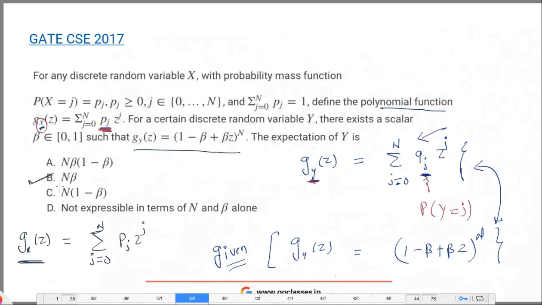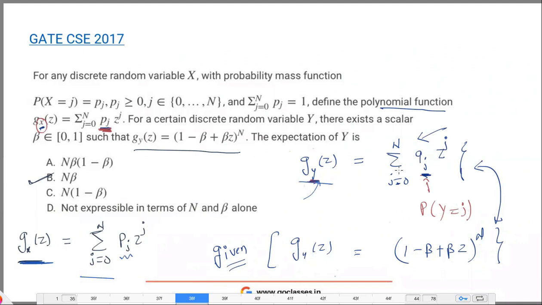Okay. So it got a bit long. It wasn't that tough, but let me just summarize it. What we did, we started from gx, then I was just saying that since gx is given like this, we can also say gy like this if I'm just replacing x with y. So instead of pj I will just say probability y equal to j.